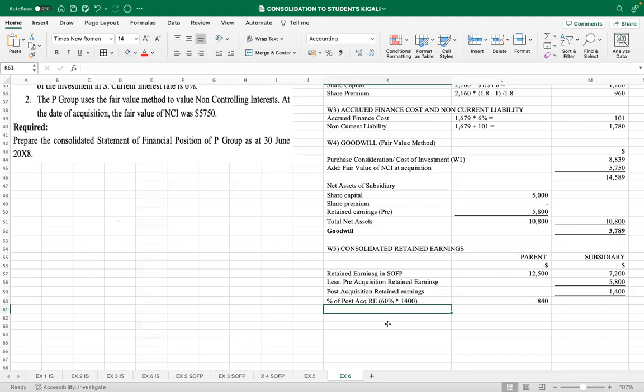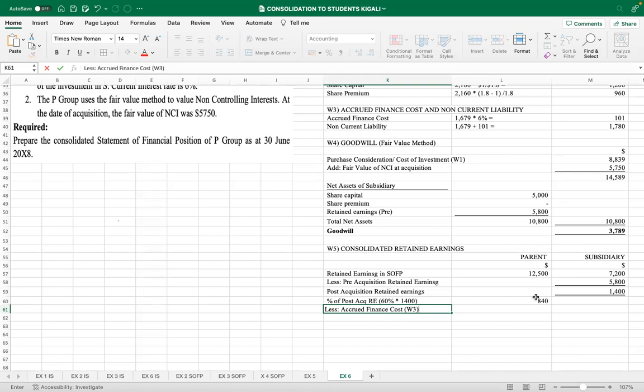Now, there was an item which is known as accrued finance cost. We said it is an expense. Working number 3.